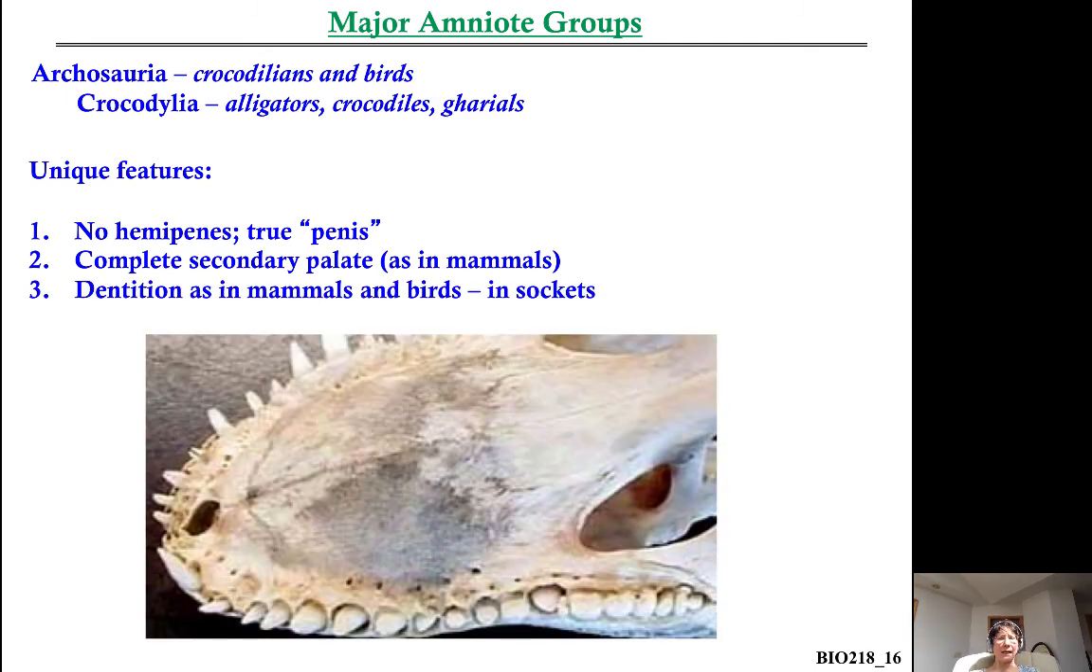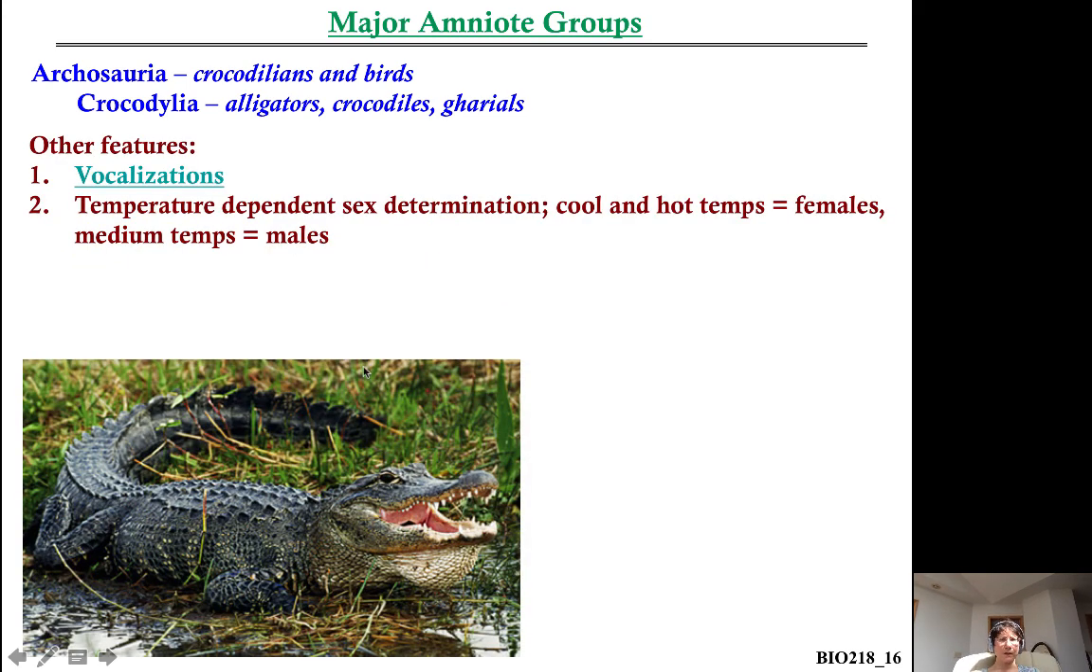They have dentition, just like mammals and birds do. So they have teeth in sockets, although they have no variation among their teeth. The dentition is the same throughout all crocodilians. Here's where I mentioned the vocalizations, and I'll show you a video in class where you can hear the growls.